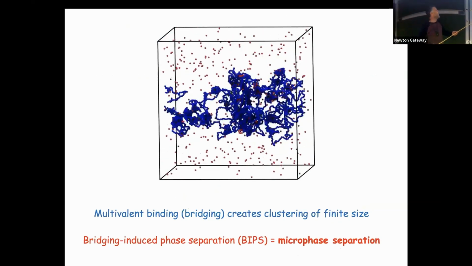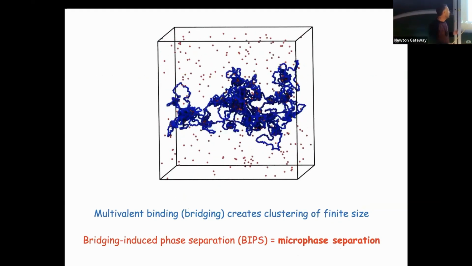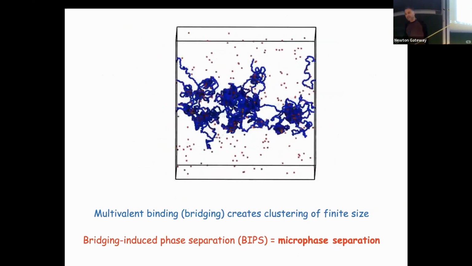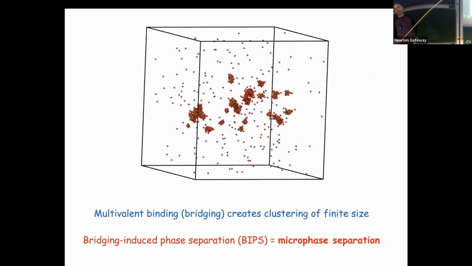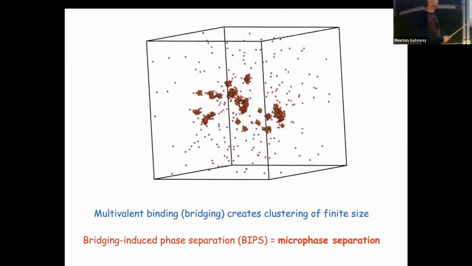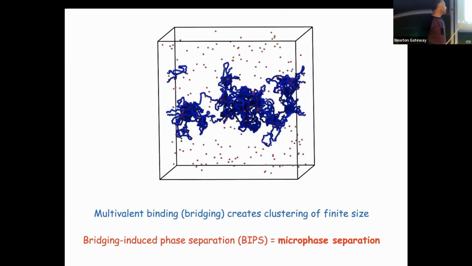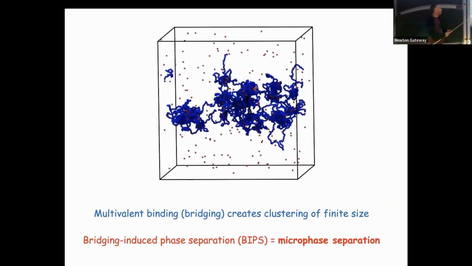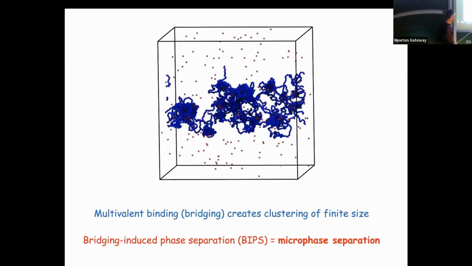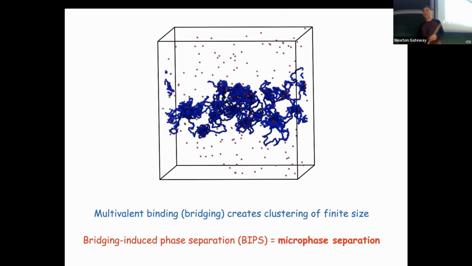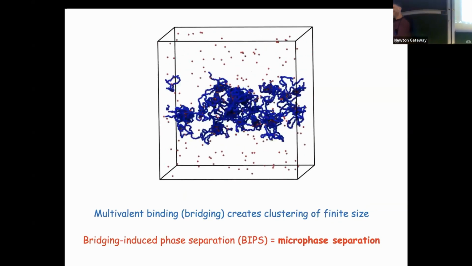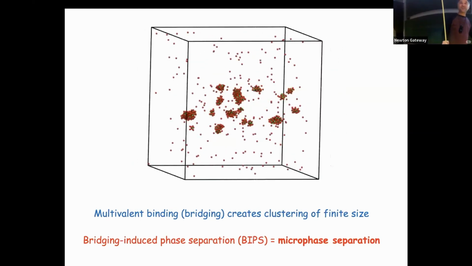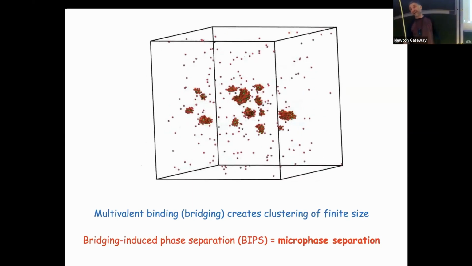What is shown here is the result from a computer simulation. And you see that multivalent binding leads to clustering of finite size. So it leads to microphase separation. Here we have removed the chromatin just for simplicity of visualization. We call this bridging-induced phase separation, after different names, BIPS, which is like mix, but with a B. We changed the name recently. So it's a microphase separation in this case.